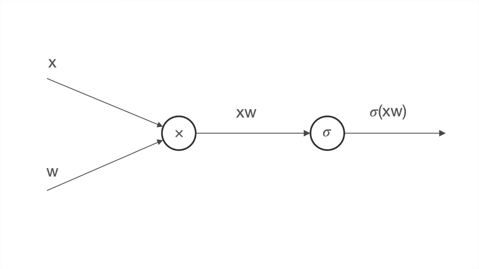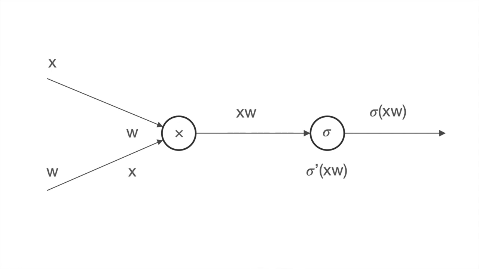The gradient at the sigmoid node is just the derivative of the sigmoid operating on xw. For the first node, the multiplication node, there are two distinct gradients. There is the gradient with respect to x and the gradient with respect to w. It's just a multiplication, so the gradient of xw with respect to x is w. The gradient of xw with respect to w is x.